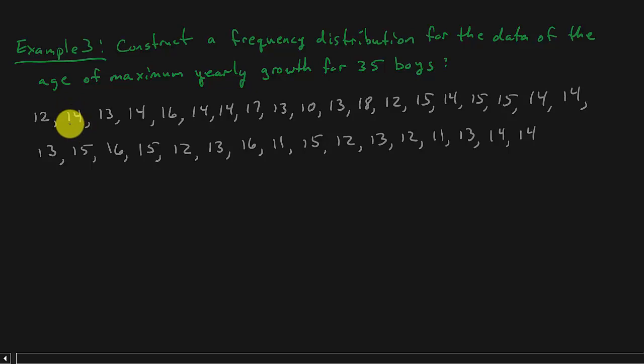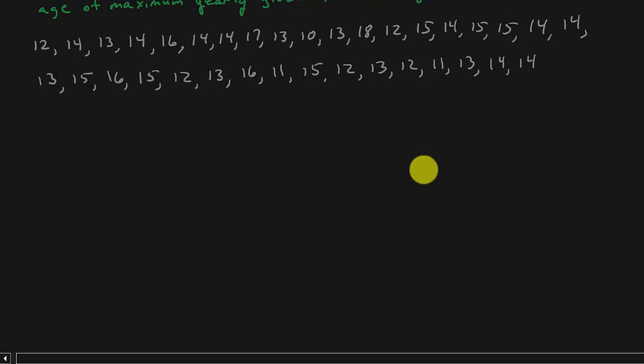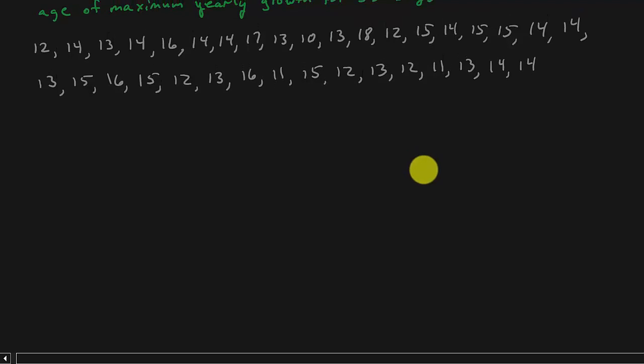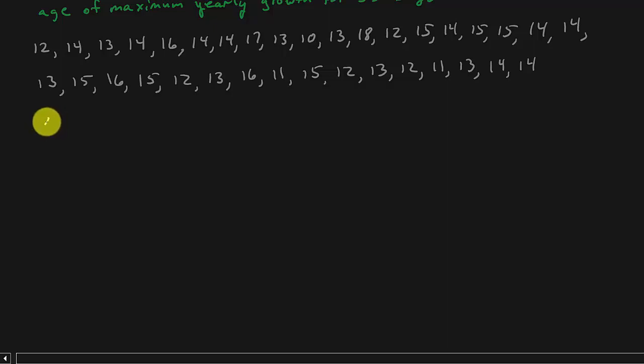So we can look at that. What does it tell us? Well, it looks like a bunch of numbers, doesn't it? So what we want to do is put it in a frequency distribution. We're going to create a table, and we'll have a column for age of maximum growth.